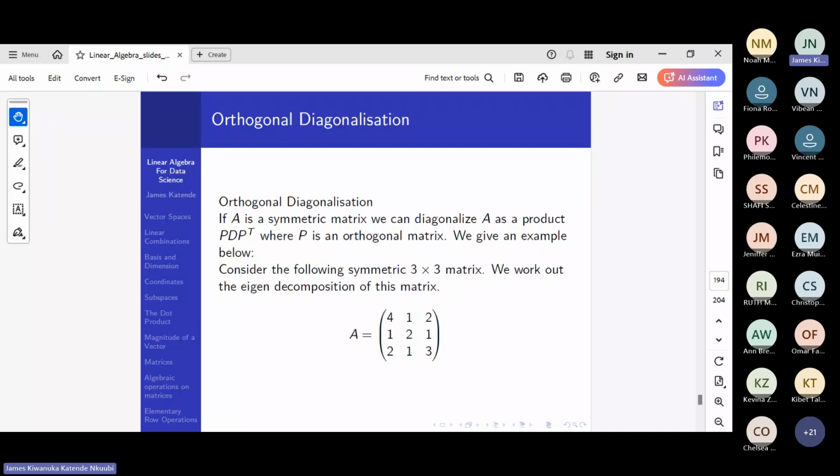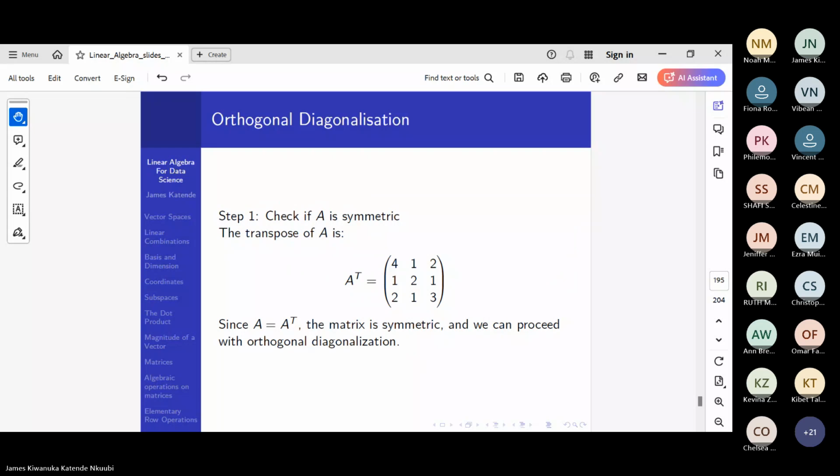So the next thing we'll look at is when A is a symmetric matrix, then we can always find a matrix P that is orthogonal. So this time we pick a 3 by 3 matrix A. We can confirm that A is a symmetric matrix because it is equal to its transpose.